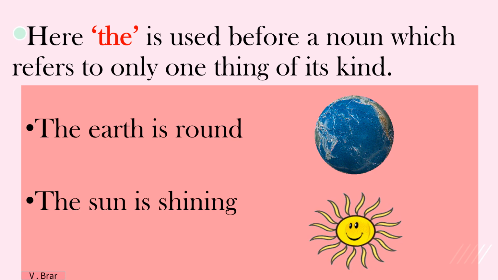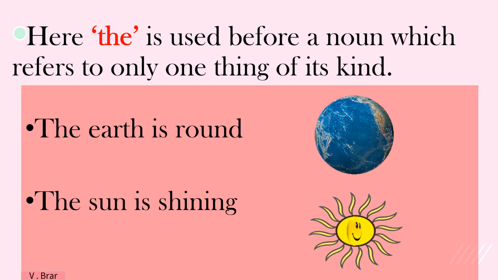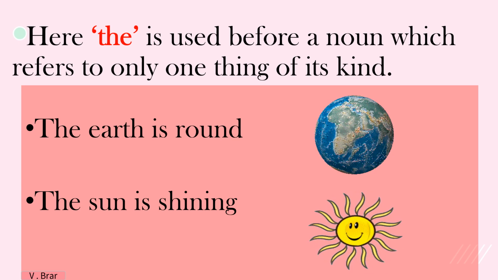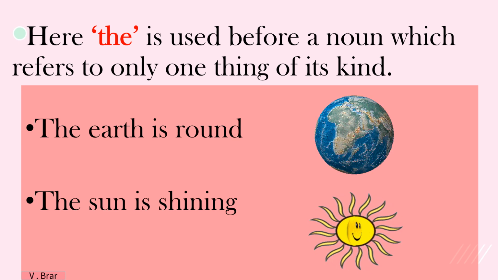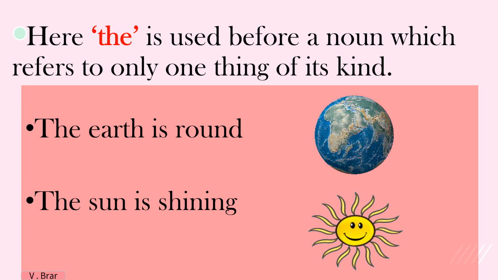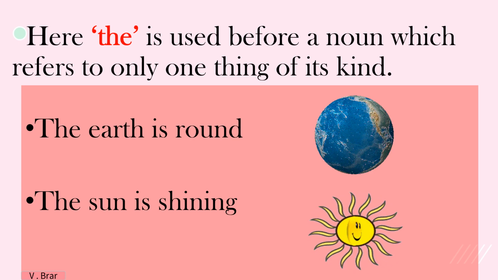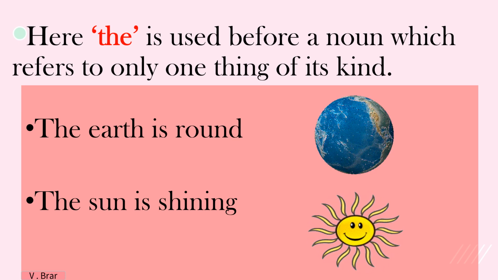Children, if you have listened to me very carefully, then you must have noticed I am saying the earth and the sun. Now, you should know where to say "thuh" and where to say "thee." And it is not very difficult. It is very easy. You just have to learn rules.